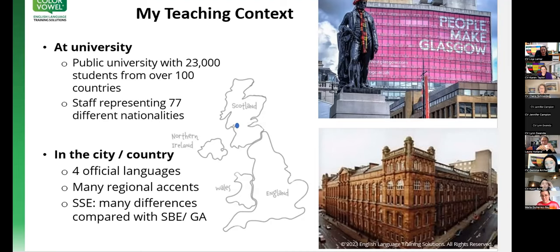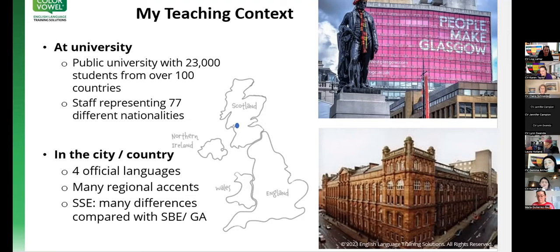And just to give you a glimpse into what I mean by different Englishes, they're hearing a lot of diversity. In Glasgow in particular, in the university where I work, we have 23,000 students from over 100 different countries. We have staff representing 77 different nationalities. And in some departments, that is up to 50% international. So in the university context, students are really exposed to a lot of different voices and a lot of unfamiliar accents. This doesn't end when they leave the classroom, however. In fact, it only increases. When they leave the classroom and they start to communicate with local people, the diversity increases.